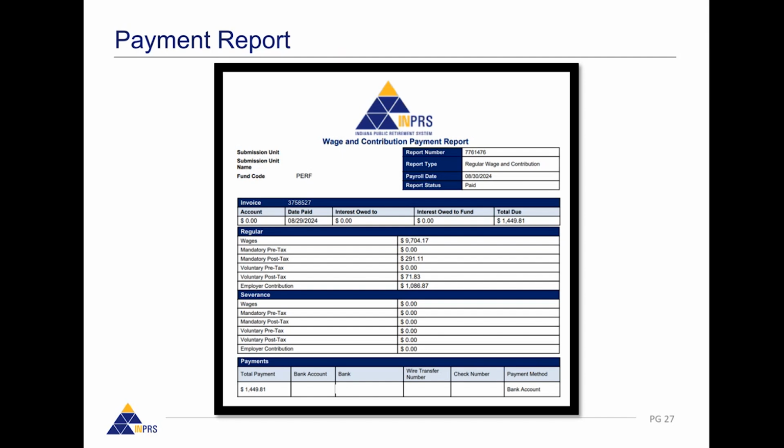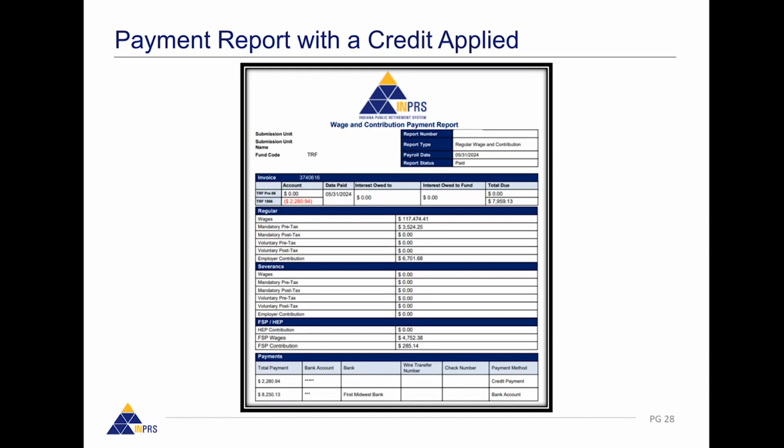And then with this next payment report that I wanted to show you, this is what it would look like if you had a credit applied. So in this example, essentially, if you had previously had to go back and enter an adjustment where you removed wages and contributions for a member, when we remove those contributions that were previously paid, we don't necessarily reimburse the bank account directly. Instead, we give you a credit within ERM that'll just be applied automatically to the next report that you submit for payment.